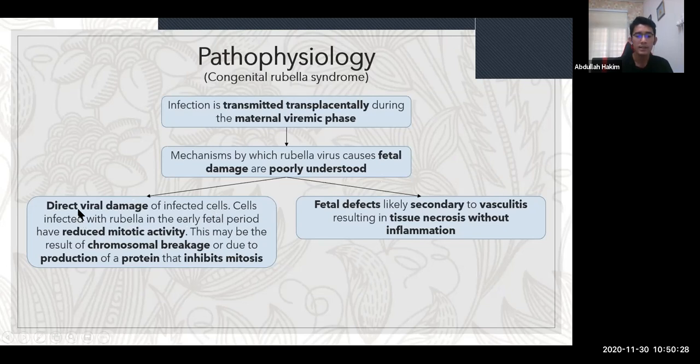The first one is the direct viral damage of infected cells. So the cells that are infected by the rubella virus will have reduced mitotic activity. So this may be the result of the chromosomal breakage or due to the production of protein that inhibits mitosis. And the other theory is that the fetal defects is secondary to vasculitis, resulting in tissue necrosis without inflammation.